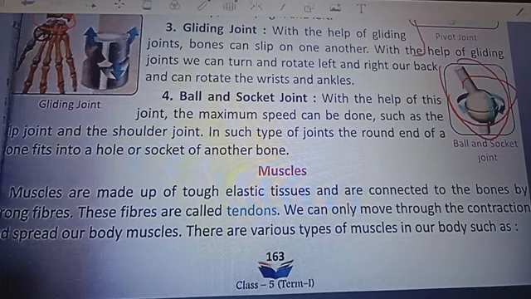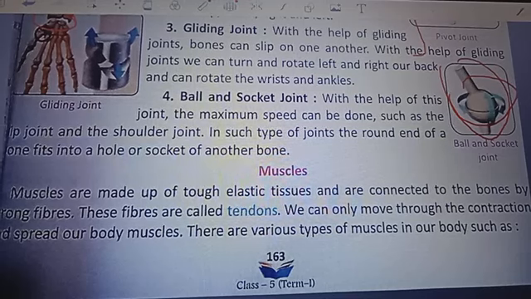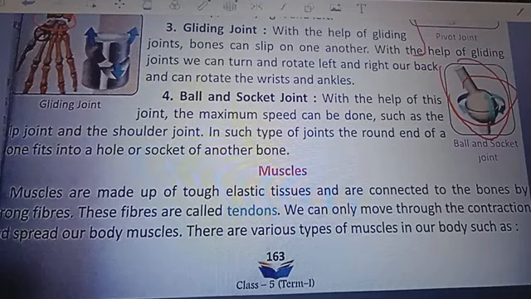Next, we are going to discuss muscles. Muscles are made up of tough elastic tissues and are connected to bones by strong fibers. They are tough elastic tissues, and all our muscles are connected to bone by strong fibers.